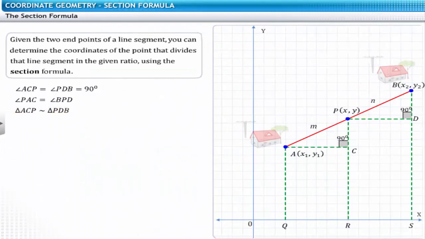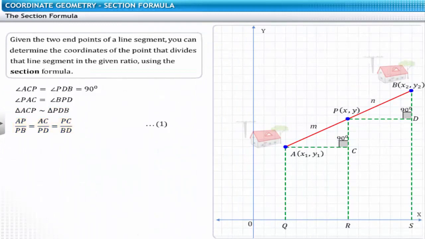In similar triangles, the ratio of the corresponding sides are equal. This leads us to equation 1. AP divided by PB is equal to AC divided by PD is equal to PC divided by BD.